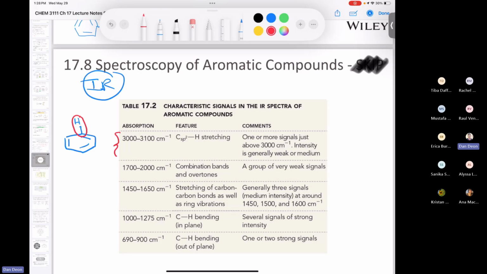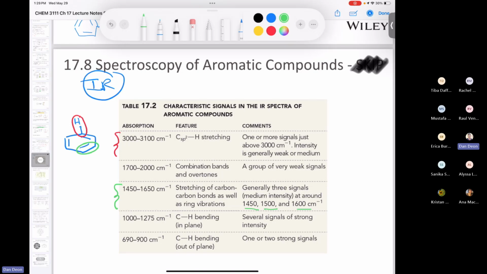compound. What I find the most useful for aromatics is the carbon-carbon double bond stretching in an aromatic ring. It says here it's between 1450 and 1650. It's usually 2 or 3 signals. And it says here 1450, 1500, and 1600, okay? And that could show up on the final exam.